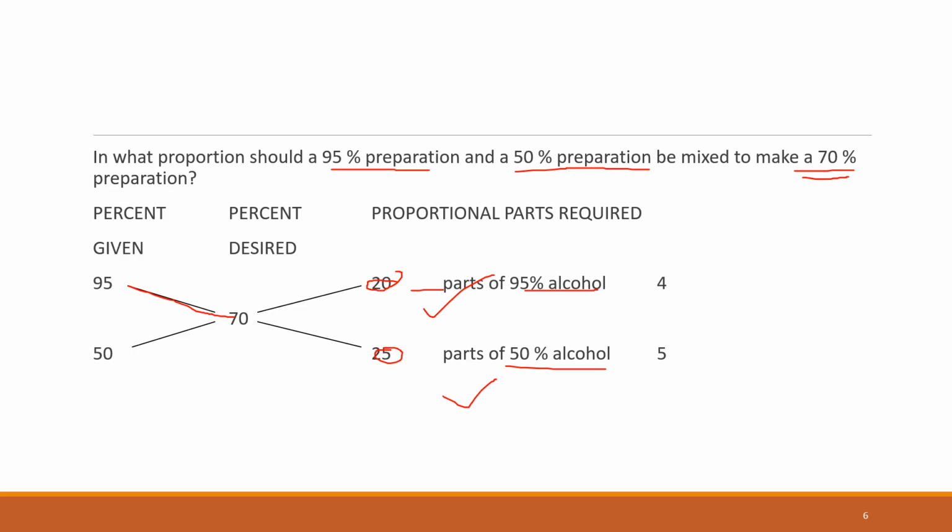However, if you want to simplify the proportions 20 and 25, you can simplify them into a ratio of 4 to 5. If you put the answer 20 and 25, it's accepted. And if you put the ratio of 4 to 5, it's accepted as well. Okay, so let's take some more examples of the alligation alternate.